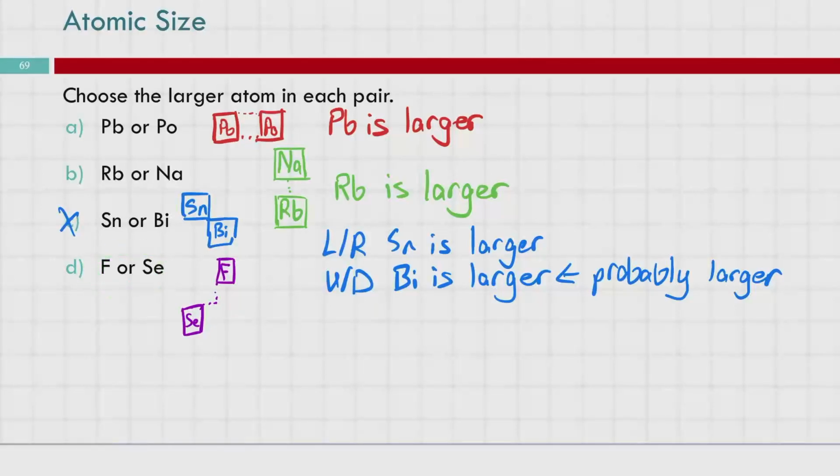All right, and then fluorine or selenium, which one is going to be larger? Selenium is going to be larger. Se is larger. It's further to the left, and it's further down. And those are the directions that atomic size increases. So since selenium's larger for both trends, it's larger overall. Questions about atomic size?